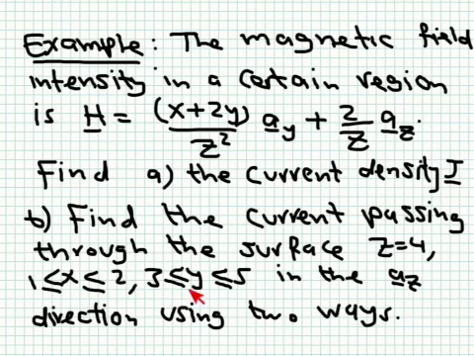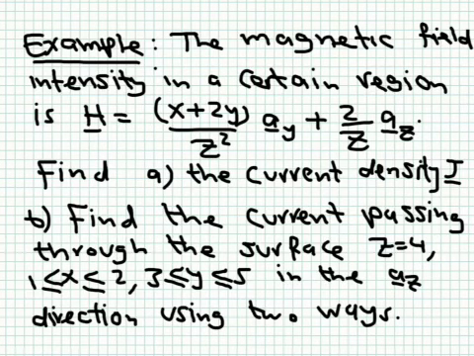So this looks like a square. It has a length of 1 in the X direction, it has a length of 2 in the Y direction, and it is in the plane Z equal to 4, which is parallel to the XY plane. So it's a square parallel to the XY plane in the plane Z equal to 4. And we would like to find the current flowing in the Z direction using two different ways.